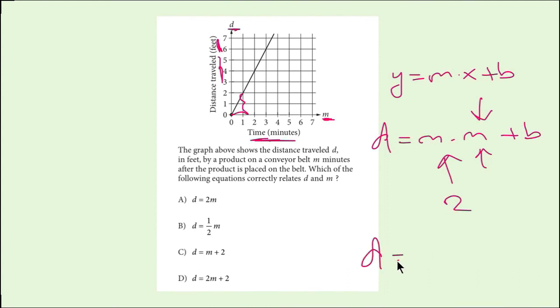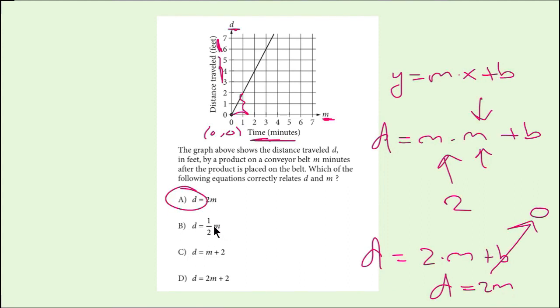So d is equal to 2 times m plus b. Now, what is b? What is your y-intercept here? We can clearly see that the line passes through point (0, 0), right? So here your b is going to be 0. d is equal to 2 multiplied by m, and that is your answer. Your answer is A, and that is the equation that describes this line.